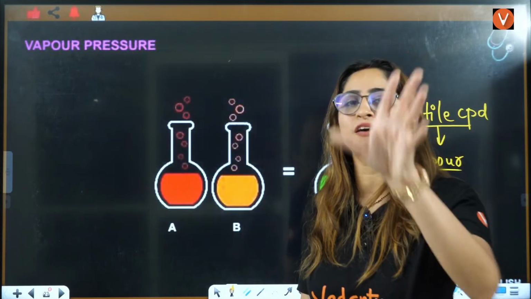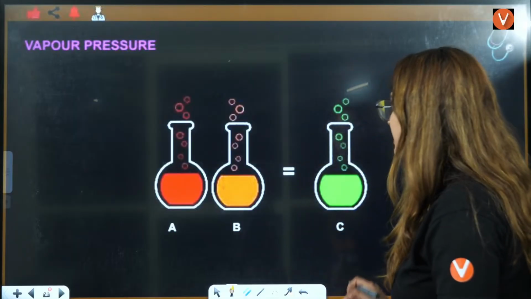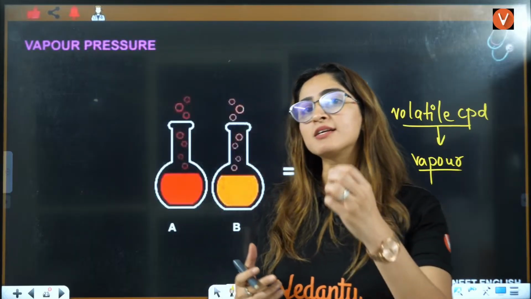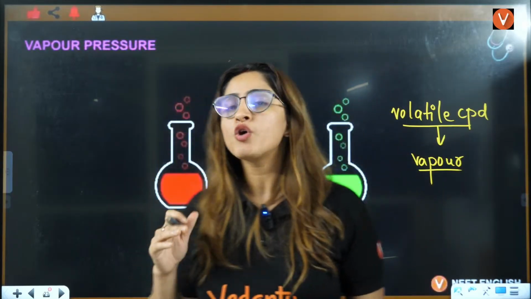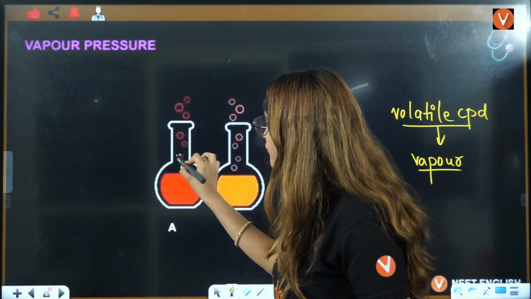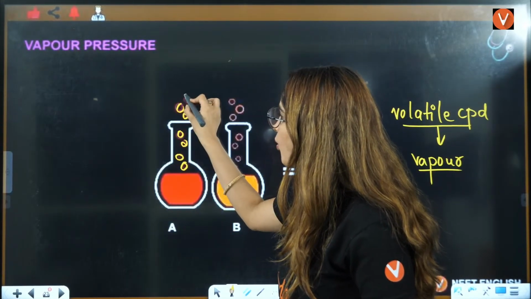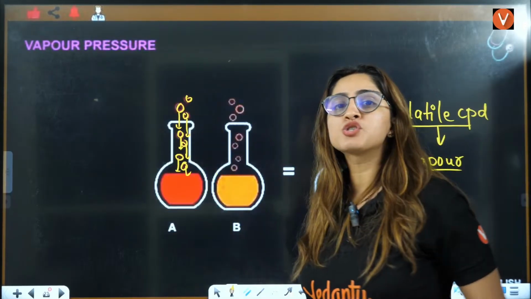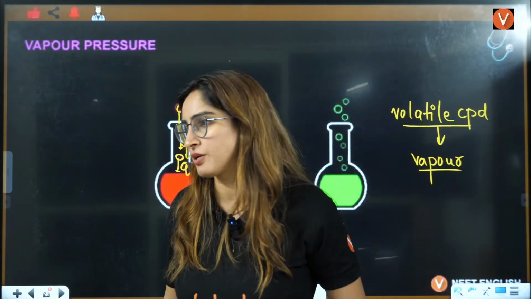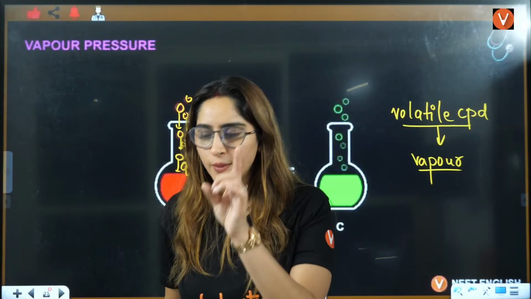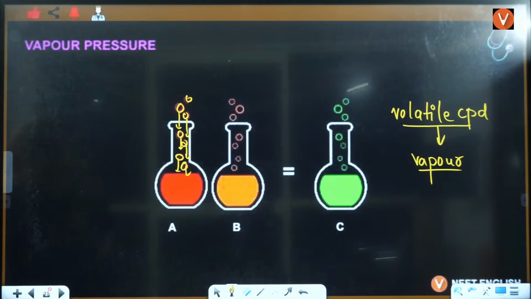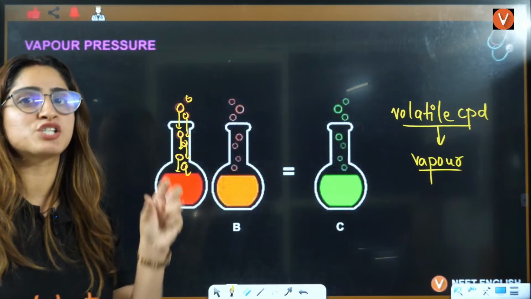Okay, let's clear everything today. Students, let's say you have a beaker. It is volatile. That means it is making vapors. So what will happen? Those vapors are going to put pressure on the liquid. That is called vapor pressure. I think Paki has given the right definition of vapor pressure.